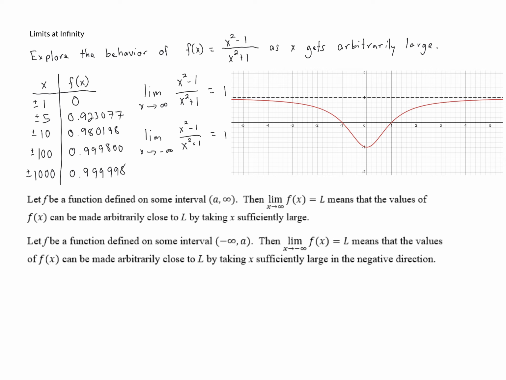So again, the simple version of that is, as we move to the left, as x is getting large in the negative direction, our function values are getting closer and closer to that limit, and there's no gap in between that it never passes. It will continue to get closer and closer in that sense.